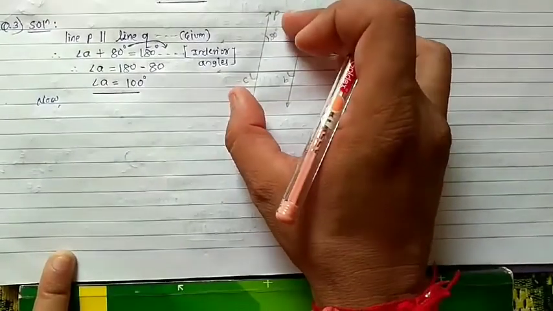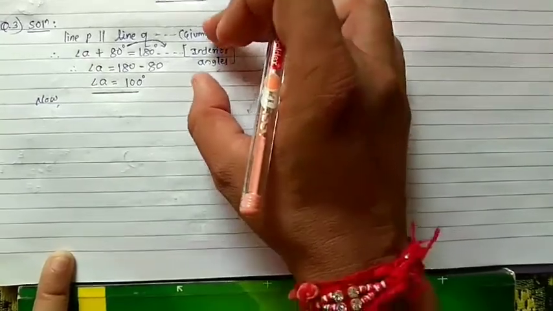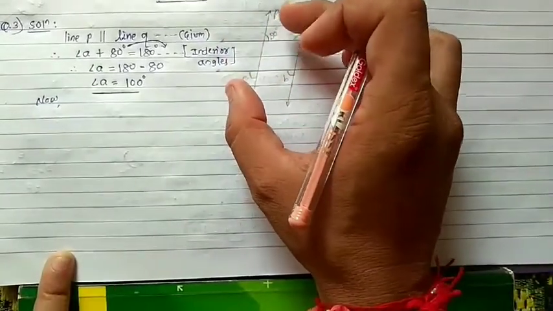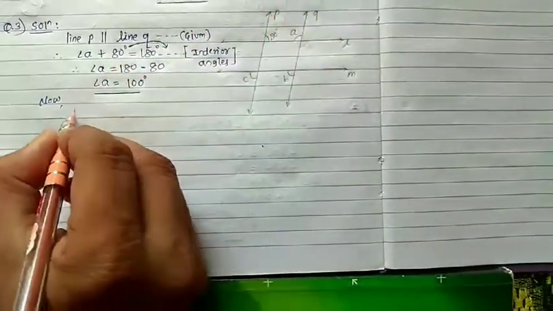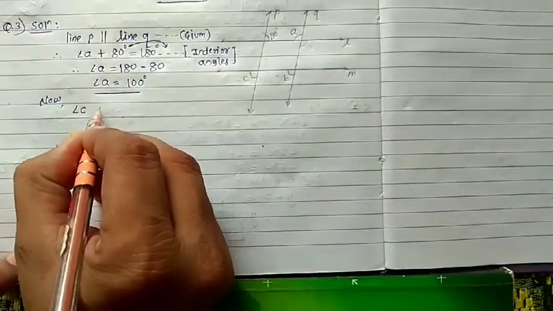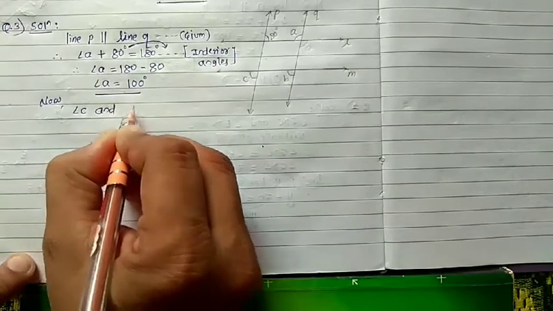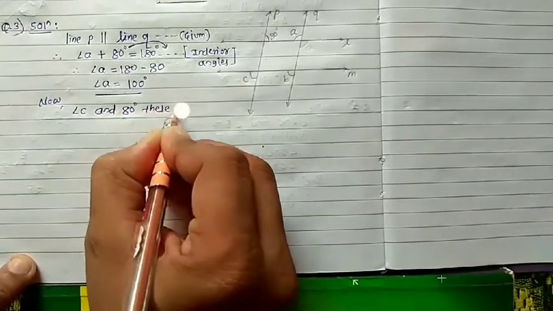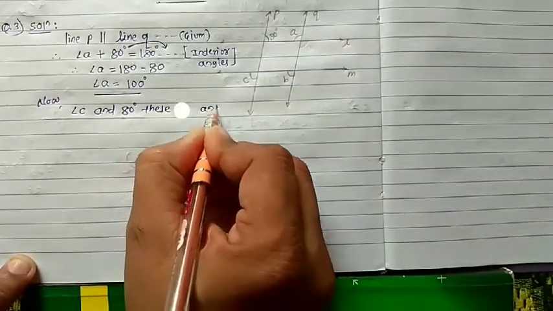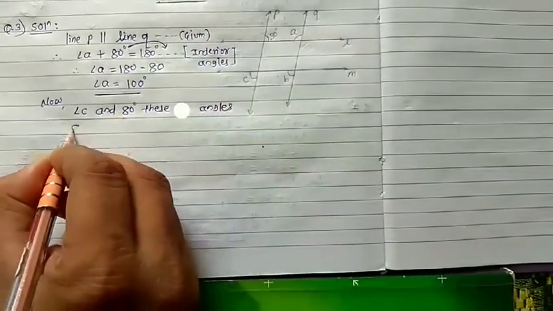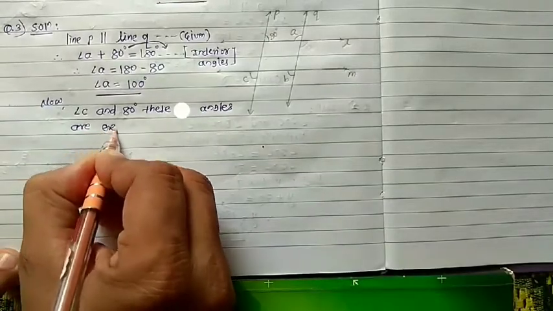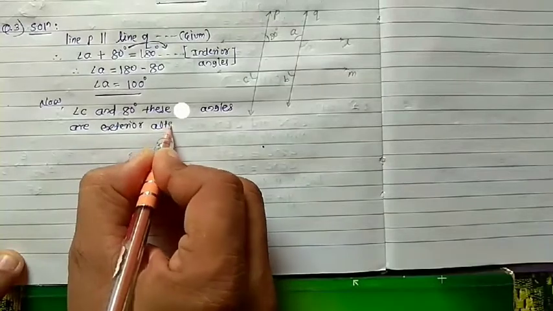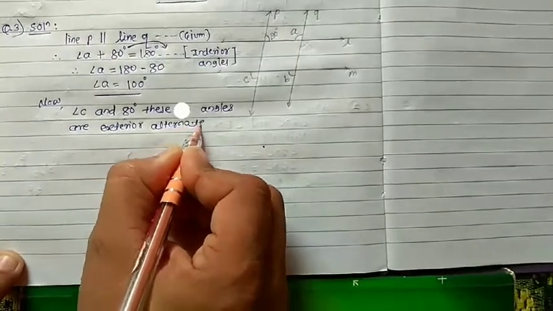exterior alternate angles, and if the two lines are parallel then exterior angles are also congruent. Angle C and 80 degree, these two angles are exterior alternate angles.